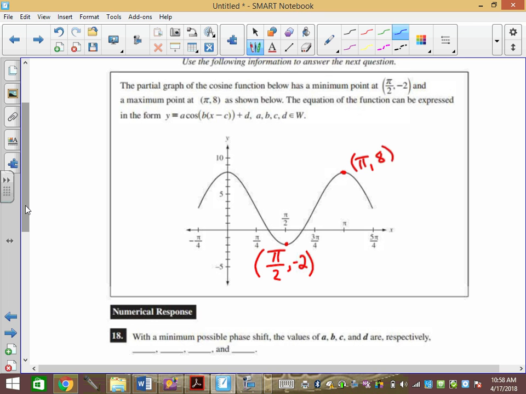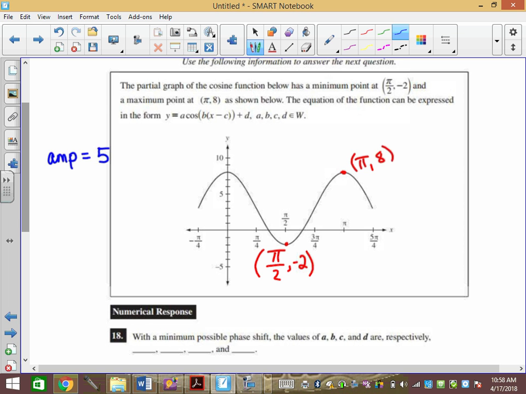With a minimum possible phase shift, the values of A, B, C, and D respectively are. A is your amplitude, half the distance from your min to your max. So your min to your max is 10, so your amplitude is 5.